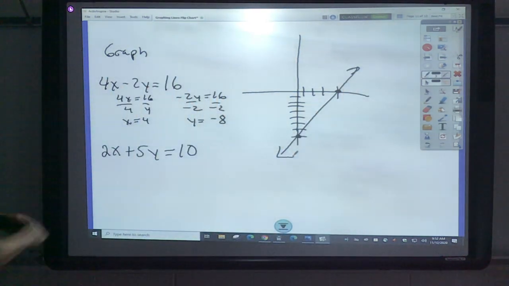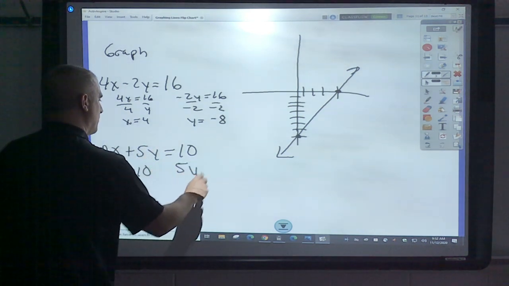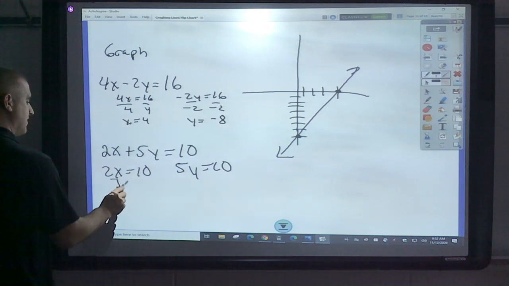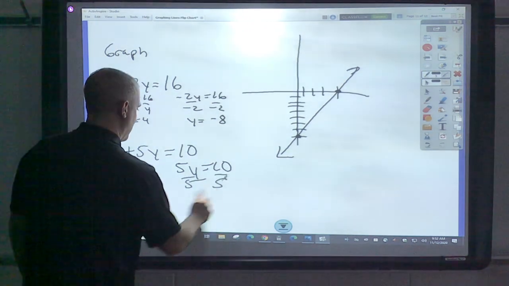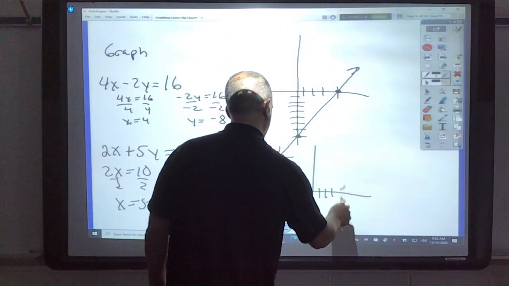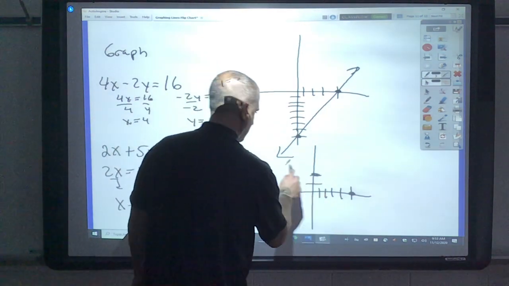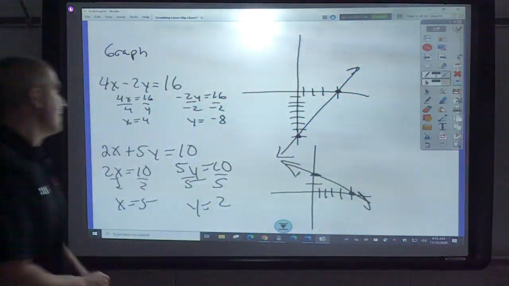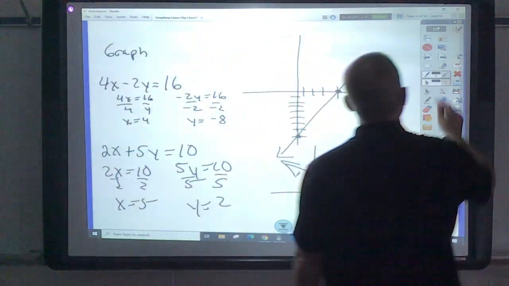Okay? This one, I would set 2x equal to 10. I would set 5y equal to 10. Very simply divide by 2, that'd be x is 5. Divide by 5, I got y is 2. So at 5, 1, 2, 3, 4, and 5. Okay, and then y is 2. Connect the dots. Okay, very easy. This is called standard form, but that's how easy those are to graph.